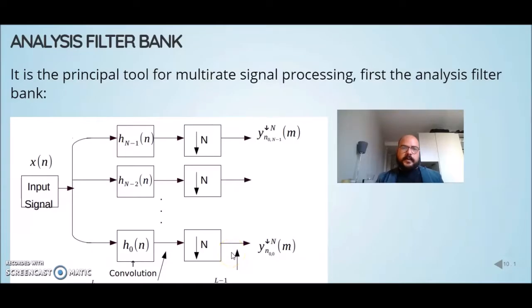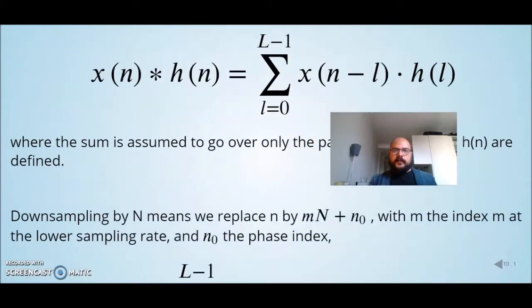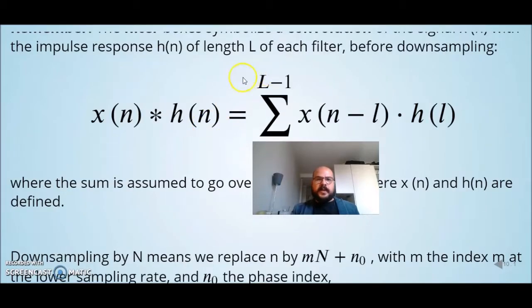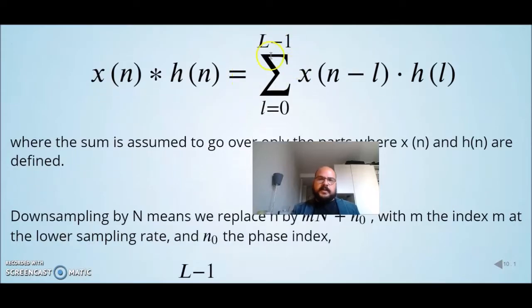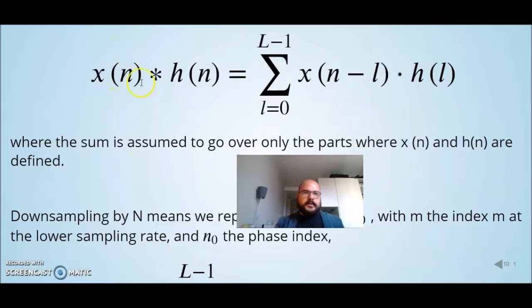So let's take a look at the operations involved in the analysis filter bank. We have a convolution operation and we have a downsampling operation. The convolution operation is given by this formula here, where x of n is our input signal, h of n is the impulse response of a filter with length capital L, and this sum goes over only where x of n and h of n are defined.